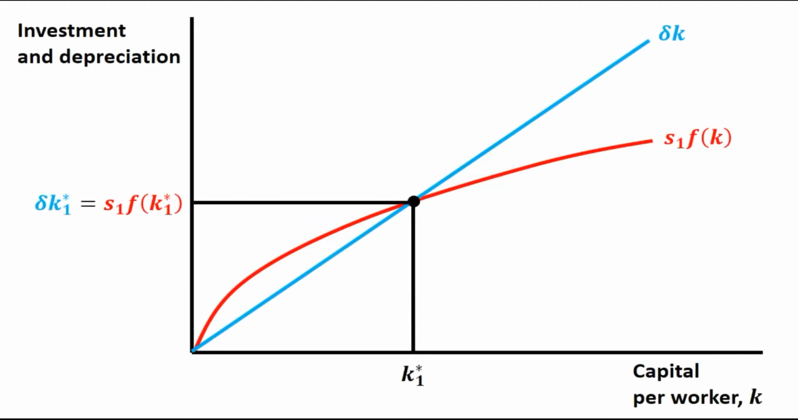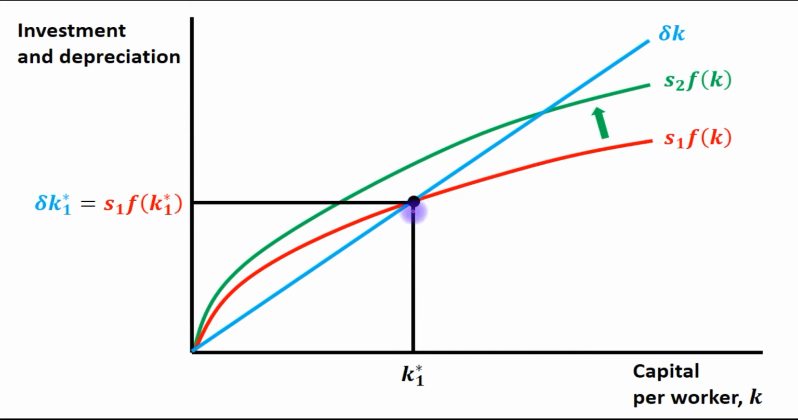Now suppose that in an economy the saving rate increases. So as the saving rate increases from S1 to S2, this investment curve will shift upwards in this way. Okay.